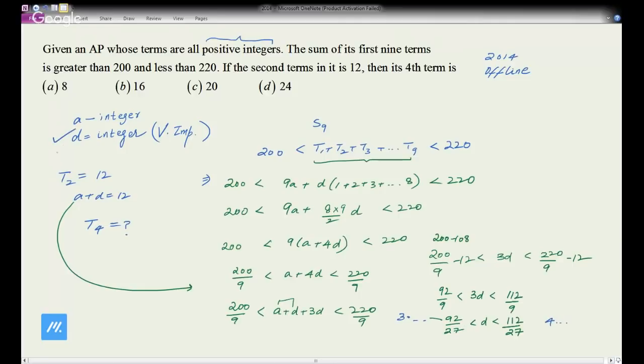We have already done that D must be an integer, right? So that means you have to find a number between 3 and 4 which is an integer. So there is only one value of D which is possible. That is why this is a basically hard problem.